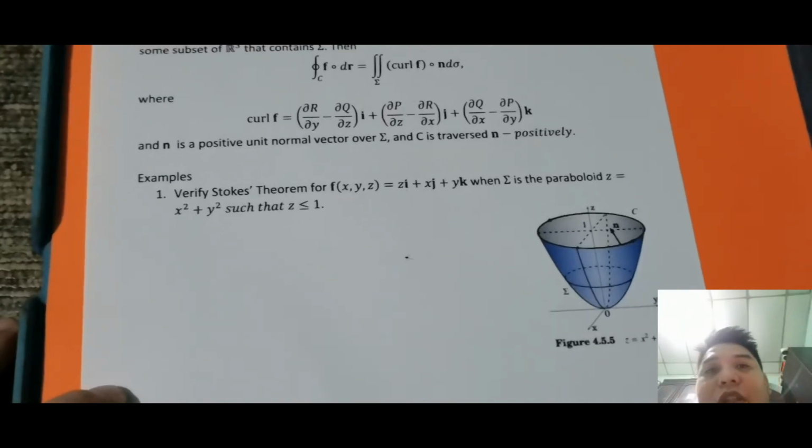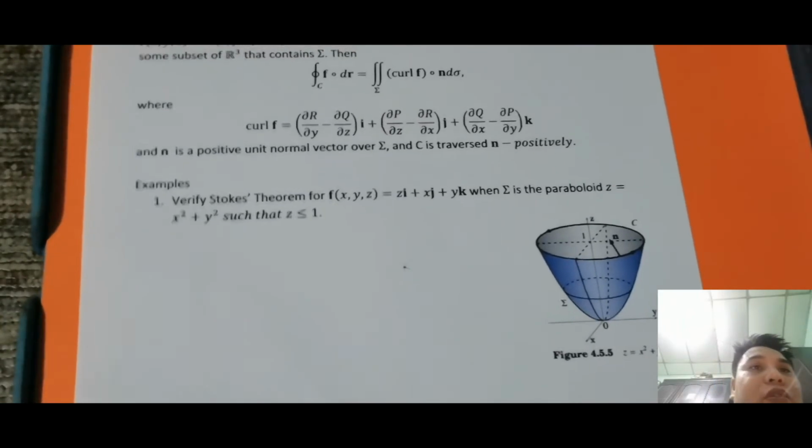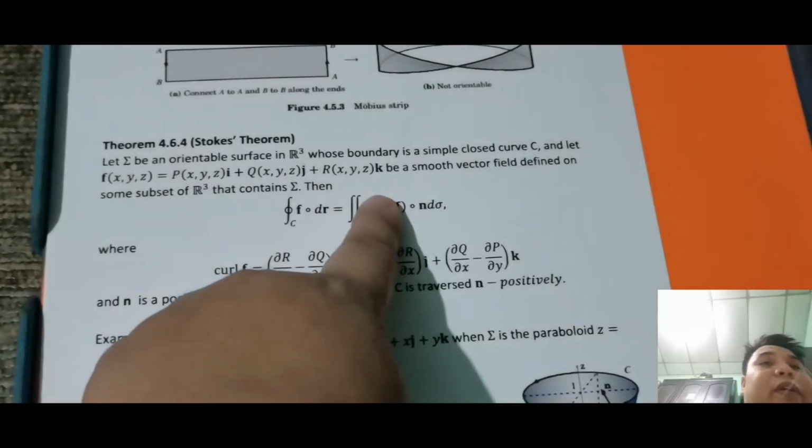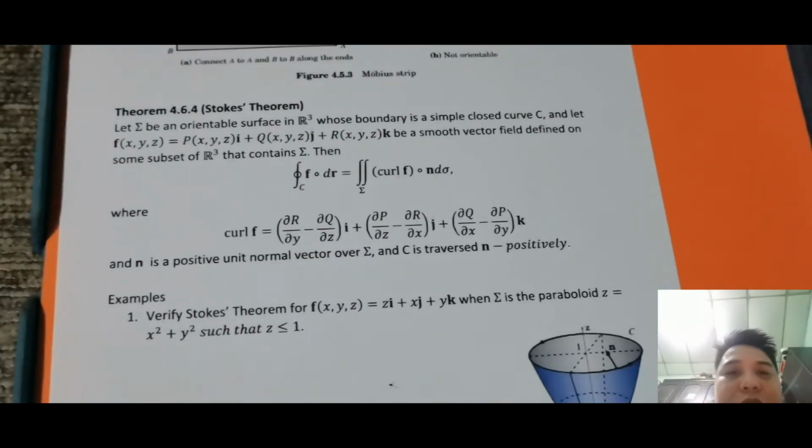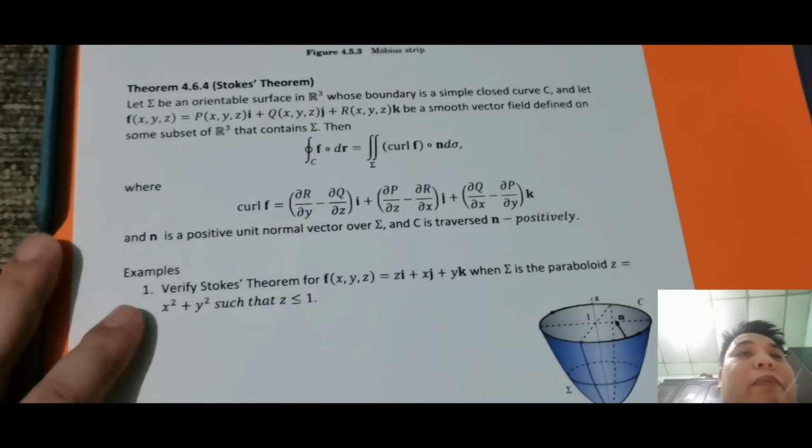Okay, so ano yung mga dapat nating hanapin dito using Stokes Theorem? Una syempre is yung curl of F, tapos yung n. Yung n yung unang pinaka problema dapat nating hanapin. So sir, paano natin hanapin yung n na yan? Hindi ko nabigay yung formula actually.